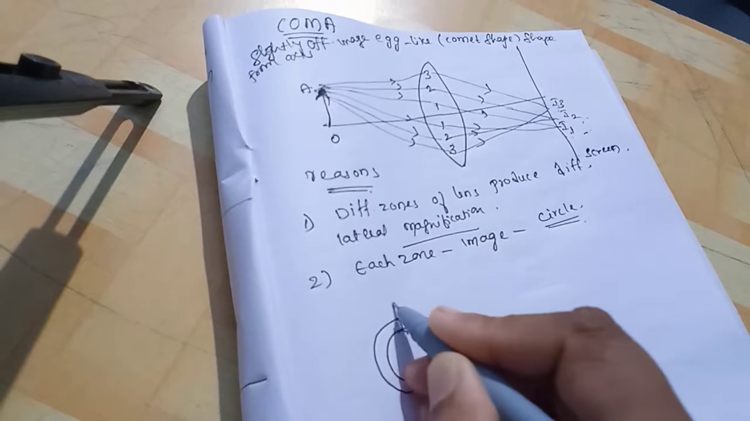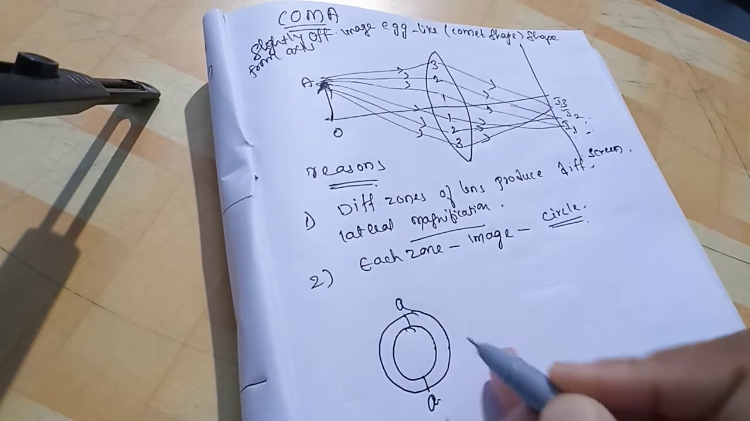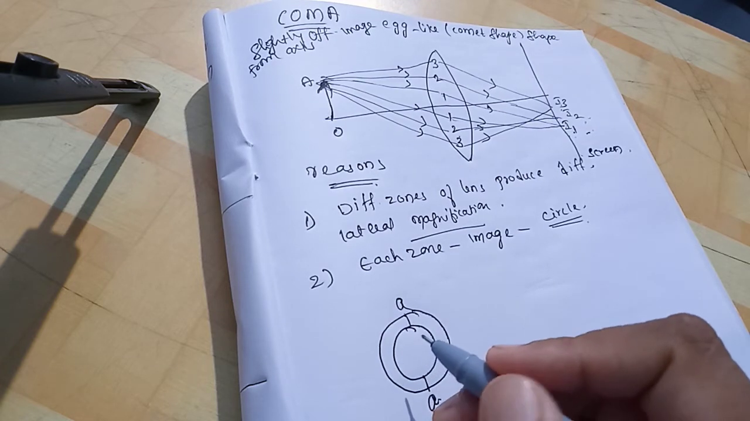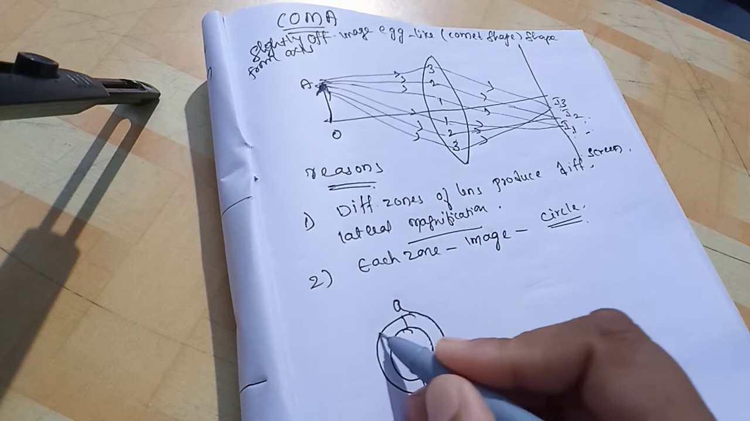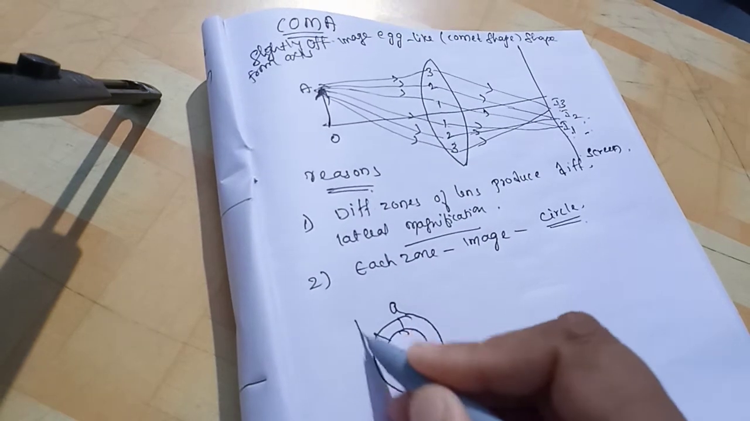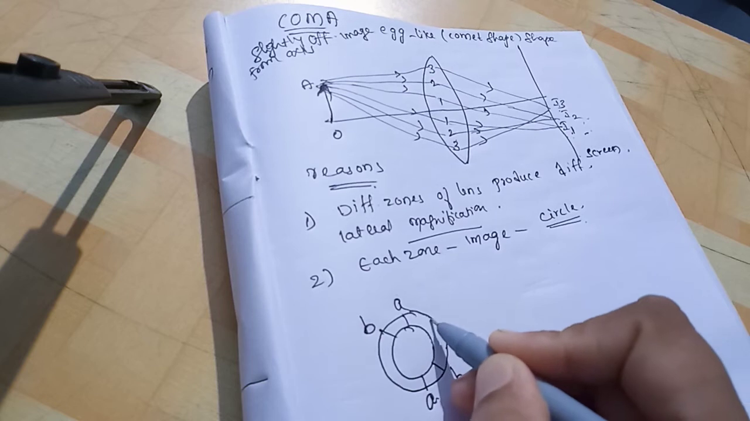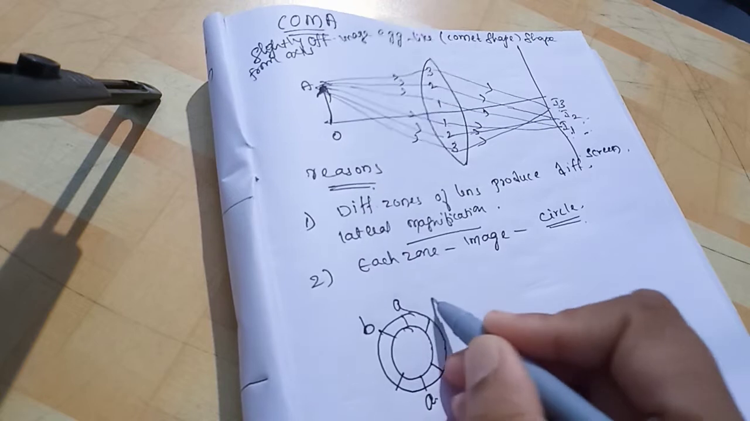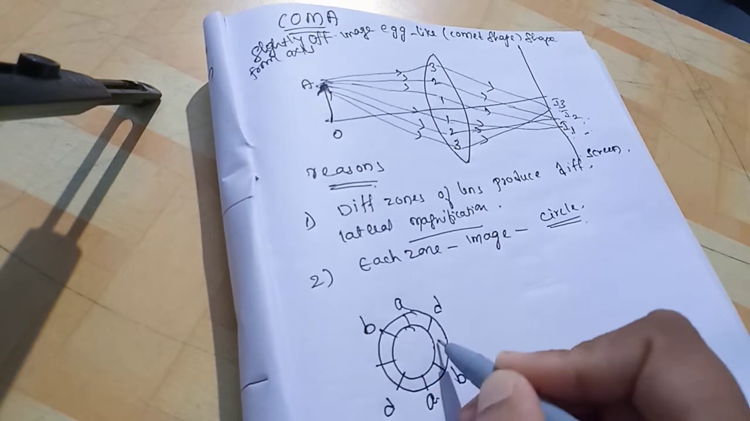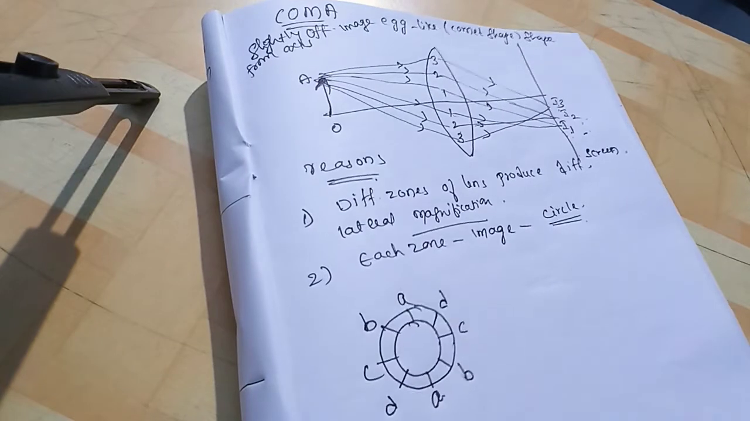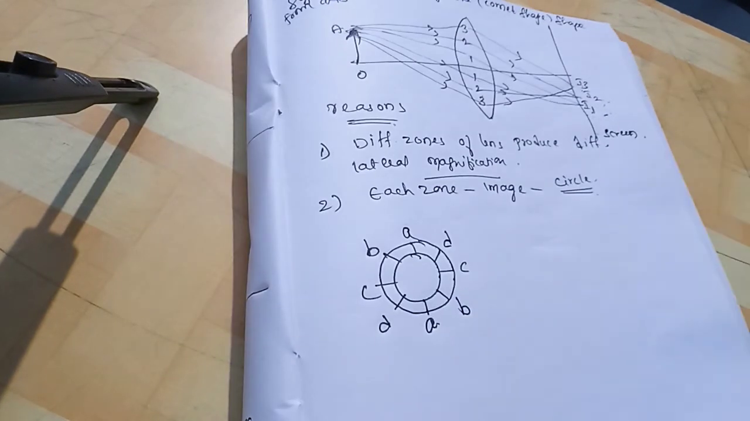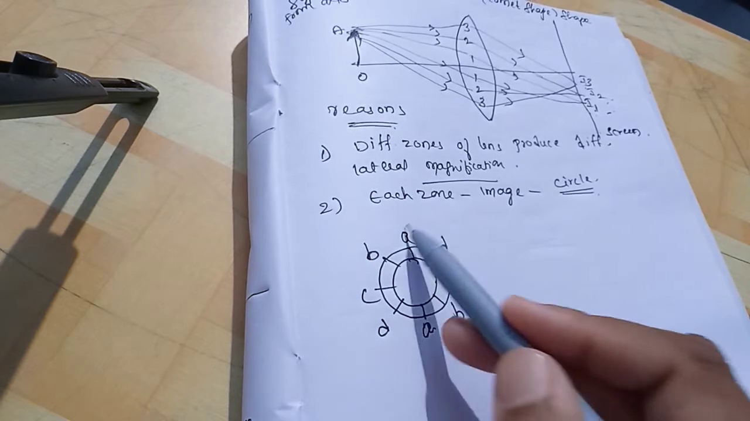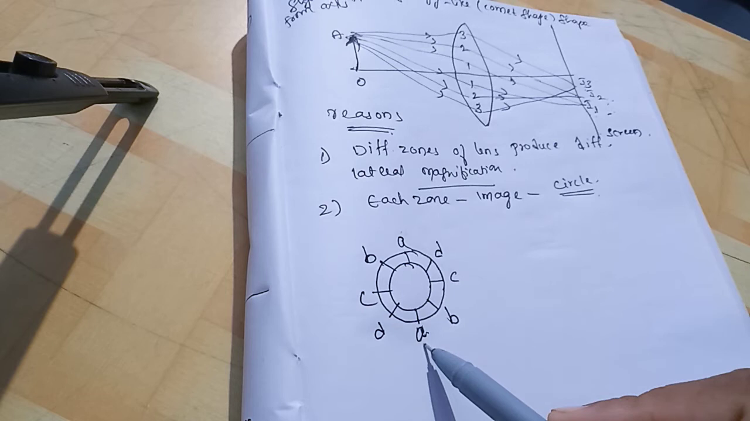This zone has some pairs of diametrically opposite points: pair AA, BB, DD, CC, in such a way. I considered one zone, and this zone has pairs of diametrically opposite points.